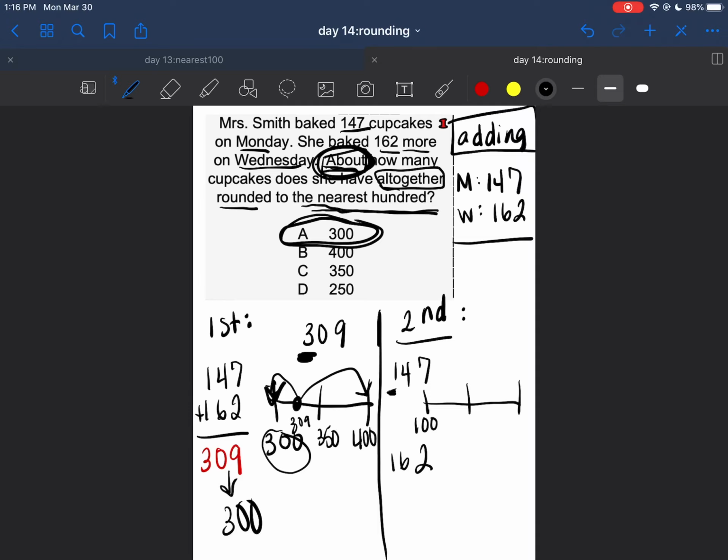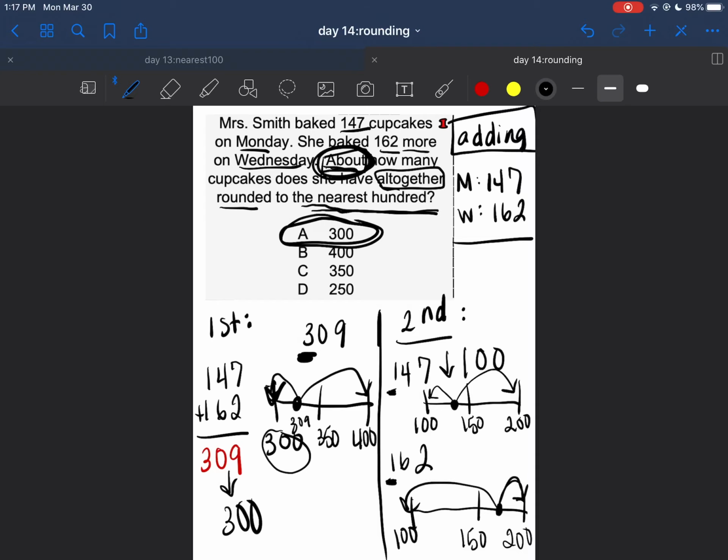100, what comes after 100? 200. In the middle, 150. We know that 147 comes before 150. So is it closer to 100 or closer to 200? It is closer to 100, so we know 147 rounds down to 100. Let's round 162 to the nearest hundred. Again, looking at the hundreds place, the value is 100. What comes after 100? 200. And in the middle is 150 at the midpoint. 162 comes after 150. Is it closer to 200 or closer to 100? It is closer to 200, so it rounds up to 200.